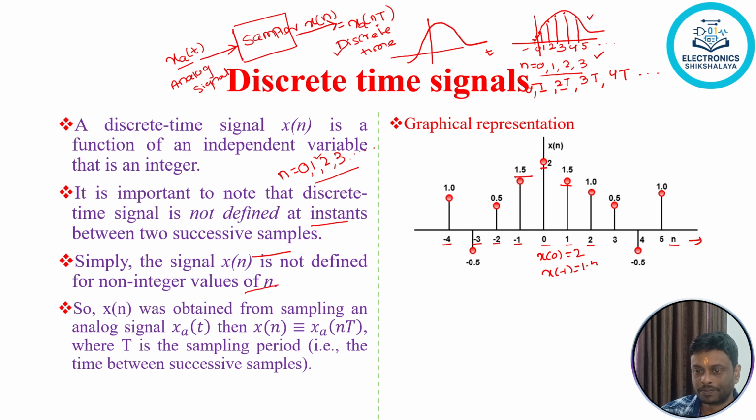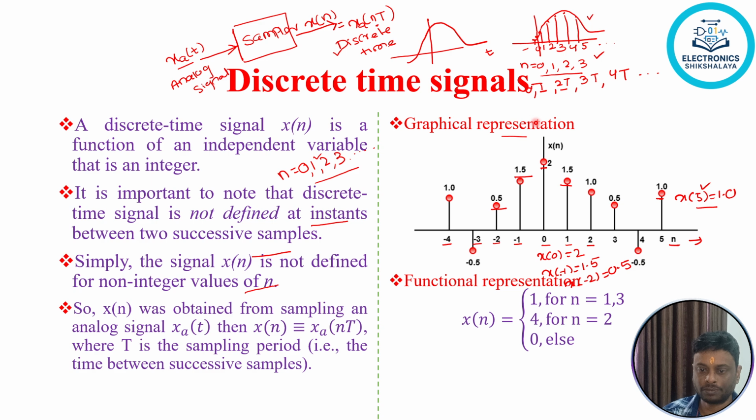Okay, so likewise, x of -2, what is the value? X of -2, the value is 0.5. So x of n is 0.5 at n equal to -2. Similarly, x of 5, how much? The x of 5 is equal to 1.0. So this form of representation is the graphical representation of a discrete time signal.